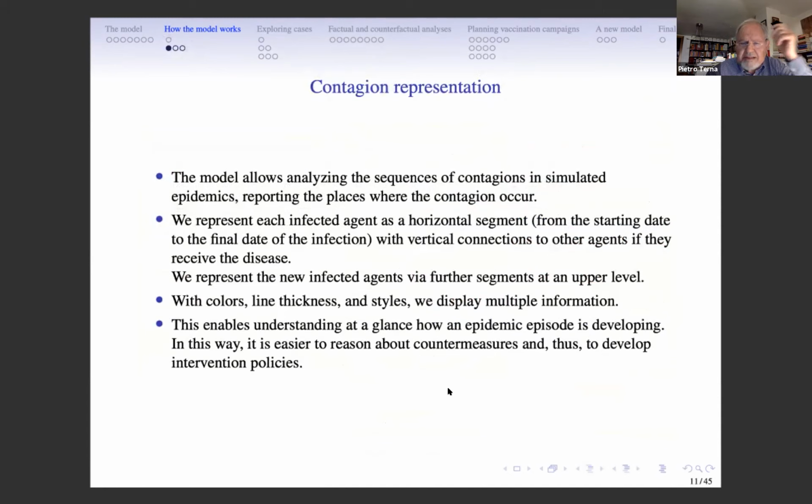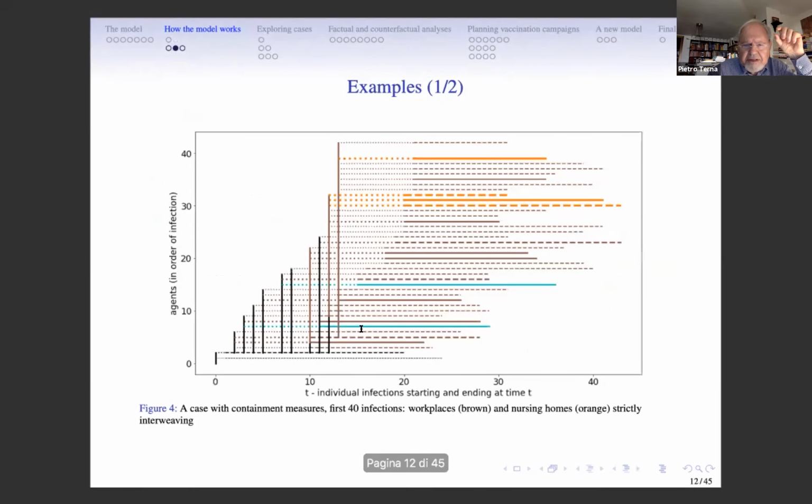It is interesting, having an agent-based model, to represent the sequences of the contagion. How do we do that? Representing via horizontal segments the time of the infection of each agent, and with the vertical segment, here we have an example, the link between an agent having the infection and another agent receiving it. Here in Piedmont, we imagine two external agents coming into the region, bringing the infection.